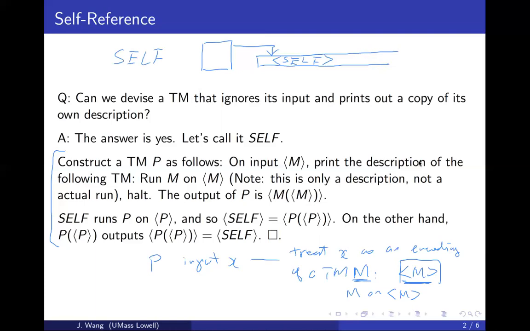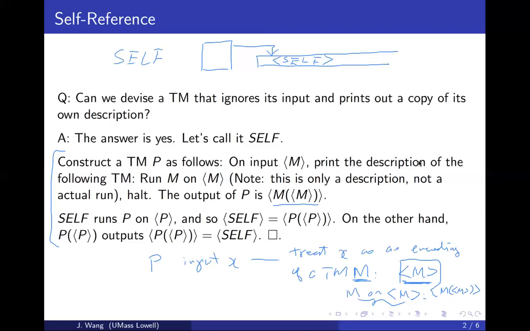Okay, so that means that I have a description. This description is M on input, and this is a description of this machine M that runs on the encoding of itself as input. So I output this description on its tape. That's what P does.